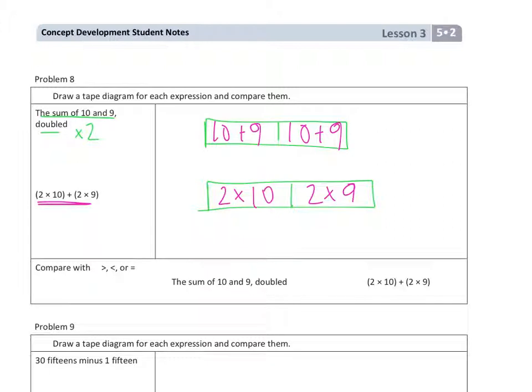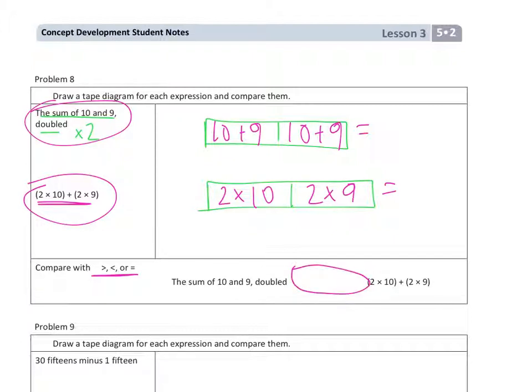Alright, so what I want you to do here is figure out the value of each expression and go ahead and compare with a greater than, less than, or equal sign right here. Once you think you figured out which one is larger, go ahead and raise your hand and we'll come check.